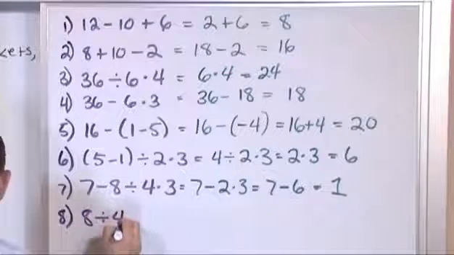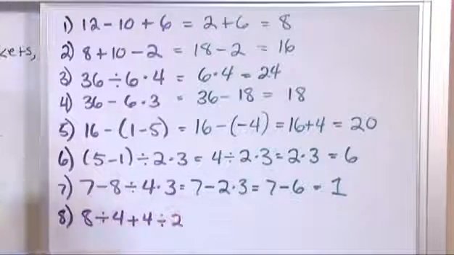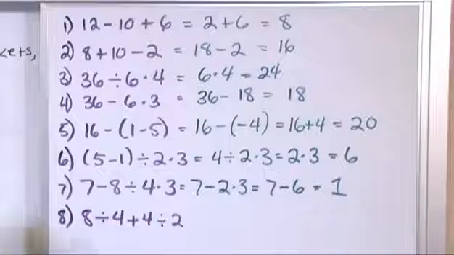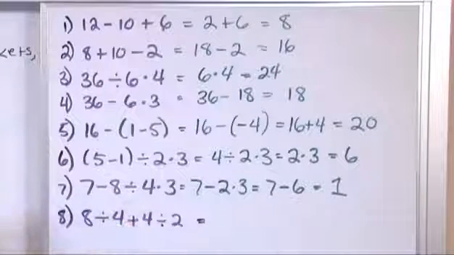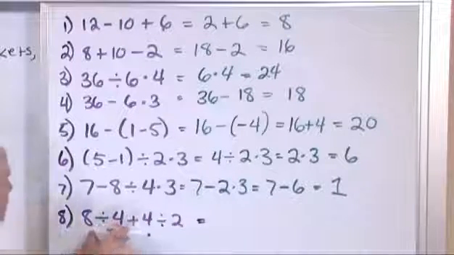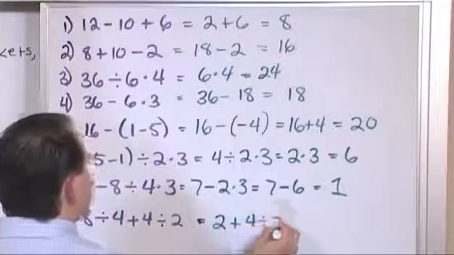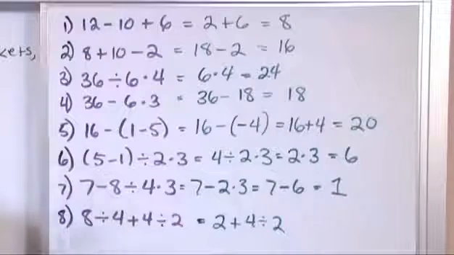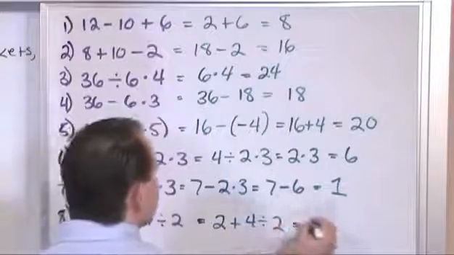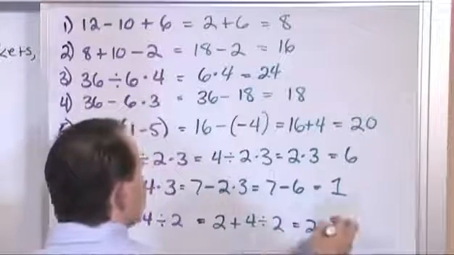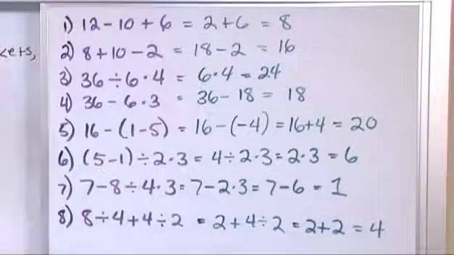Number 8. 8 divided by 4 plus 4 divided by 2. You have the same deal going on here. No parentheses, but you do have division going on. This addition is going to come later. So this 8 divided by 4 is going to give you 2, but then you still need to rewrite the problem and see what the next step is. Now, we have this addition, but that comes dead last. So let's do the division first. 2 plus 4 divided by 2 gives me 2. Now it's simply 2 plus 2 is 4.